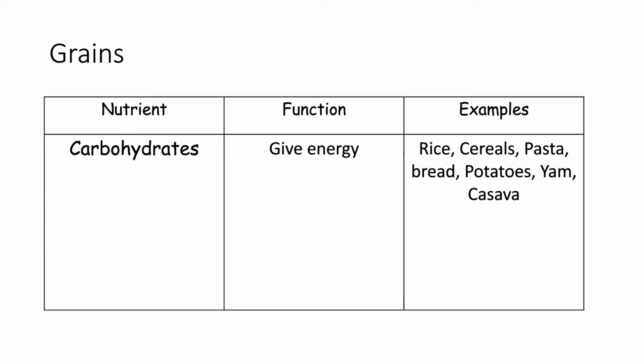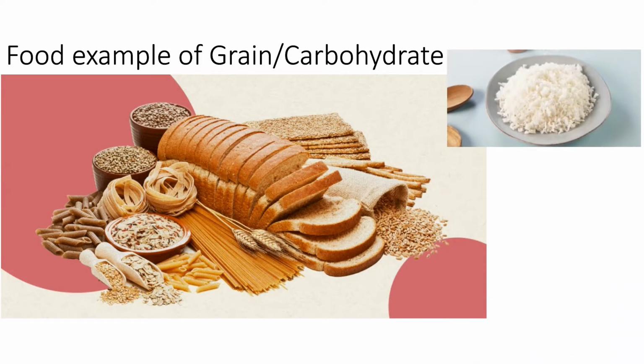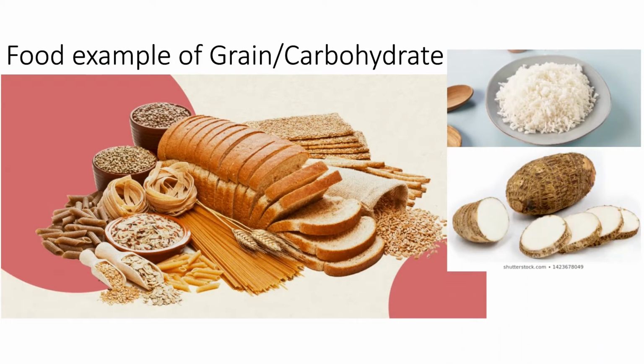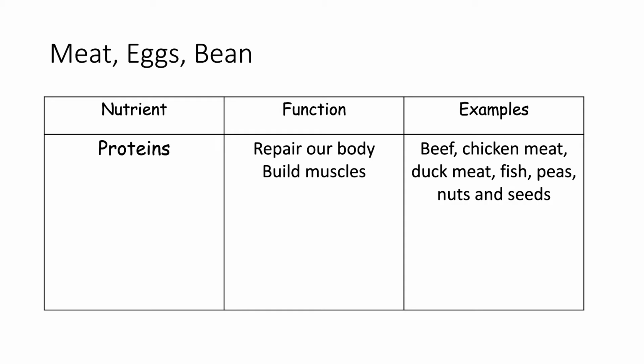First one, grains. The nutrient contained mostly in grain is carbohydrates. And what is the function? Is to give us energy. And here are the example of food that contain carbohydrates. There are bread, spaghettis, and then some noodles, pastas, beans, there is rice, yams, potatoes. Most Indonesians, they eat rice to get carbohydrates. How about you?